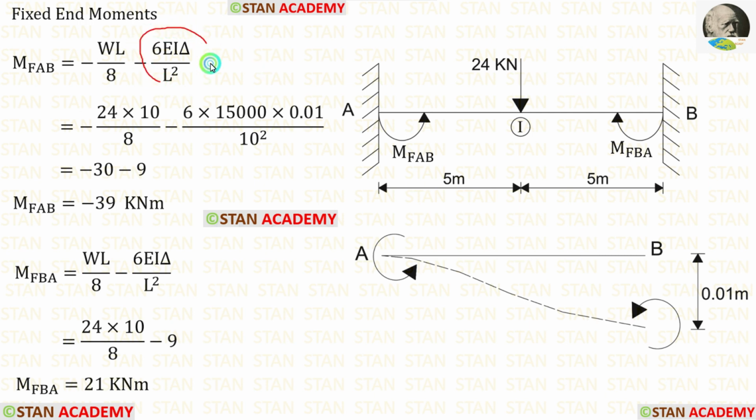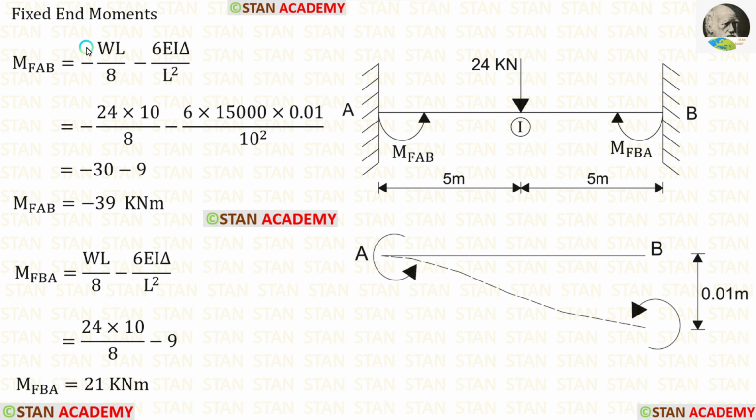The fixed end moments due to sinking will be positive if the sinking occurs on the left side of the span. They will be negative if the sinking occurs on the right side of the span. In the span AB, the sinking occurs in the point B, so the sinking occurs on the right side. So the fixed end moments due to sinking will be negative.